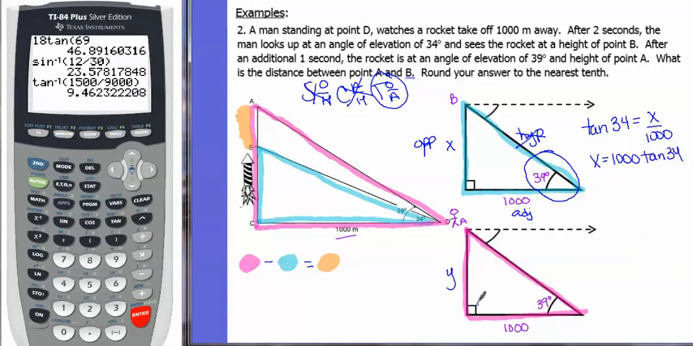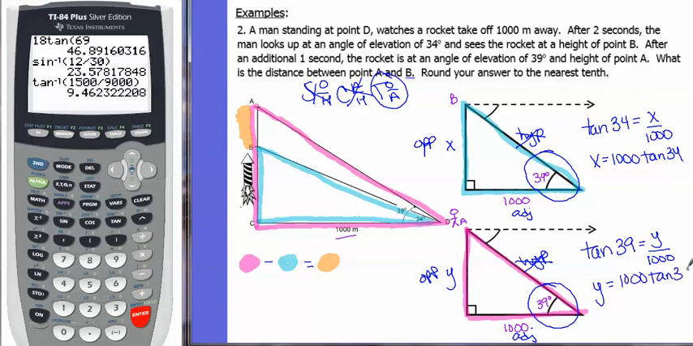Now if I look at the next one, I'm going to pick 39. I'm going to label my opposite, my hypotenuse, and my adjacent. Crossing out my hypotenuse again, I'm still using tangent. This time, instead of tangent of 34, it's tangent of 39 equals opposite, which is not x, it's y over 1,000. And if I want to determine what y is, I'm going to multiply. Y equals 1,000 times tangent of 39.